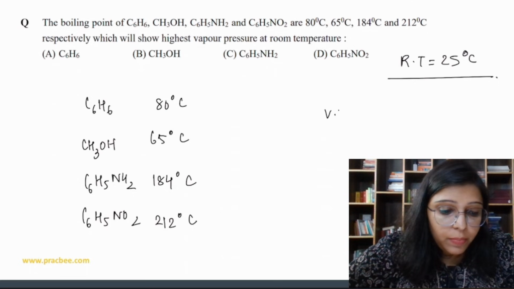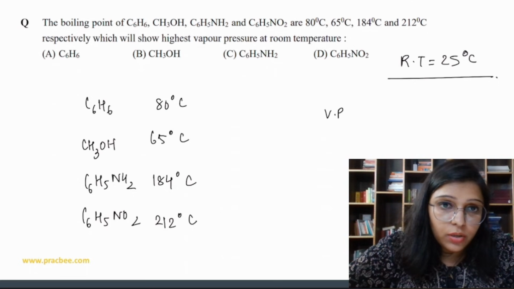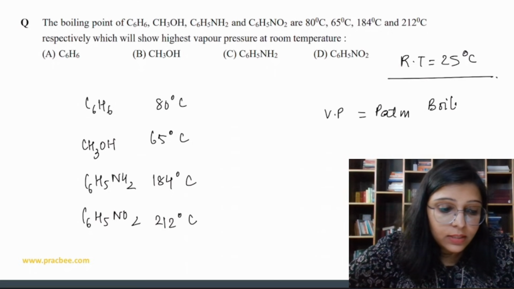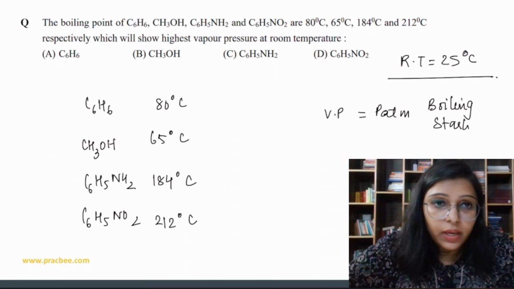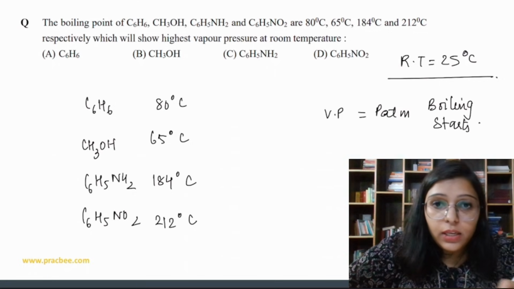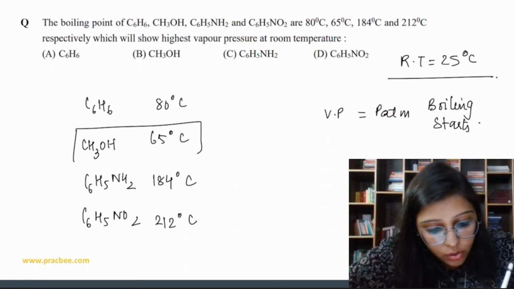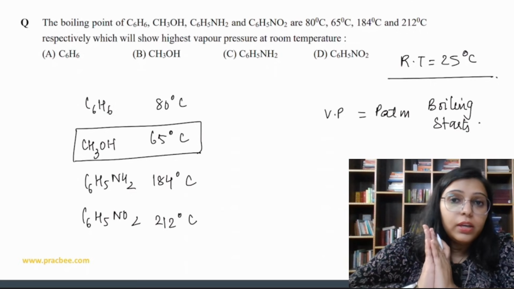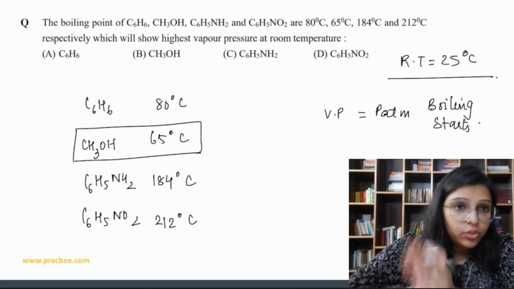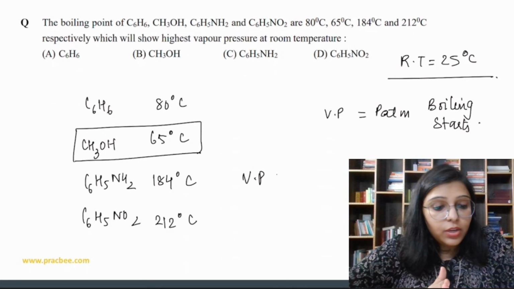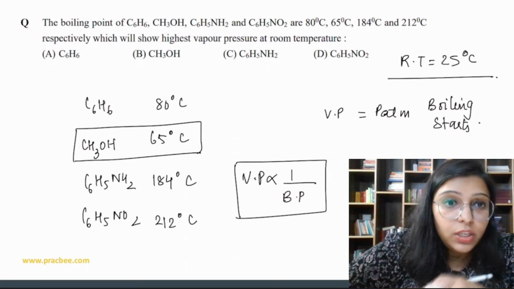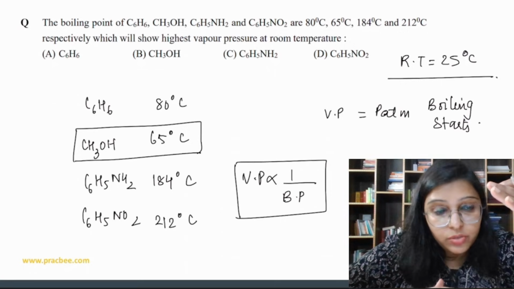So if the vapor pressure is equal to the atmospheric pressure, then we can say boiling starts. Okay, so if you see, lowest boiling point is of methanol. So it means methanol is going to have more vapor pressure at room temperature. Vapor pressure is inversely proportional to boiling point. If vapor pressure is more, then we have to provide less amount of heat energy in order to make vapor pressure equal to atmospheric pressure.